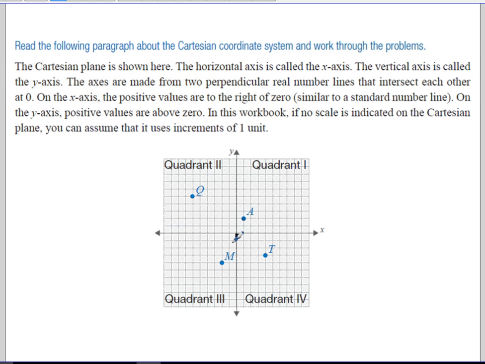And then the same thing with our y-axis. It's like it's turned to the side. The positive numbers 1, 2, 3 go above the 0, and the negatives go below the 0.